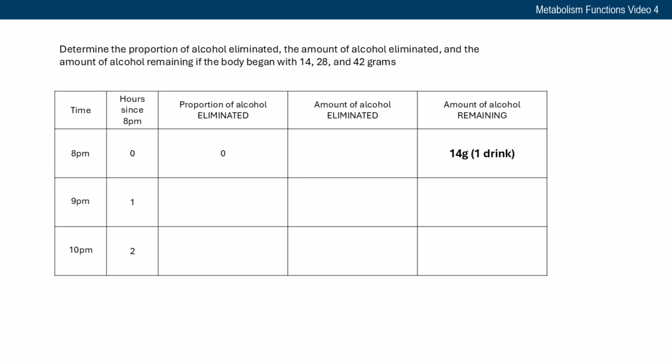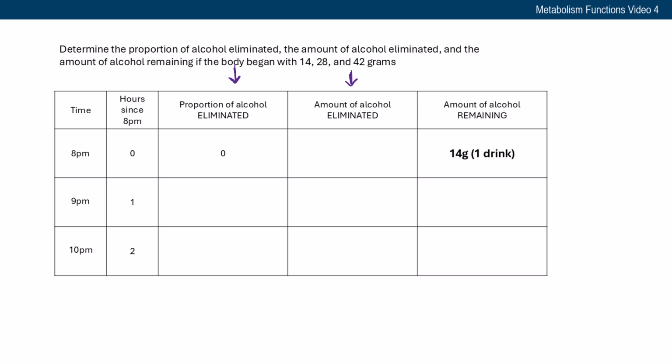So on this first table here, you can see that now we have different columns. The first one is for the proportion. The second one is for the amount eliminated, right? So now we're using both of the formulas in the same table. Okay, and as I stated, we're going to start with 1 drink, which is 14 grams of alcohol.